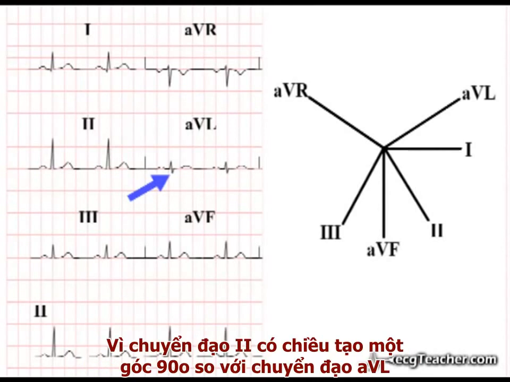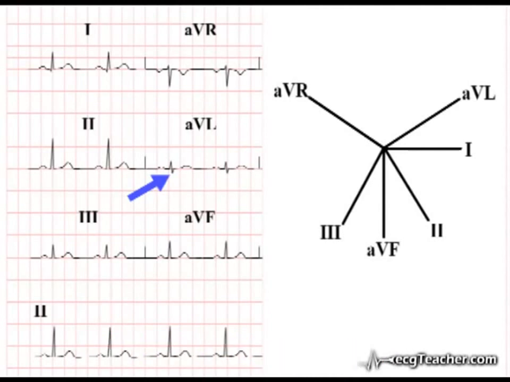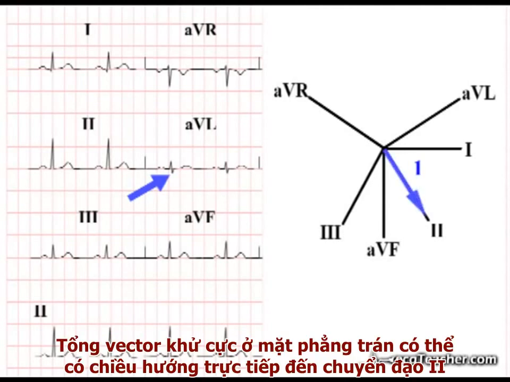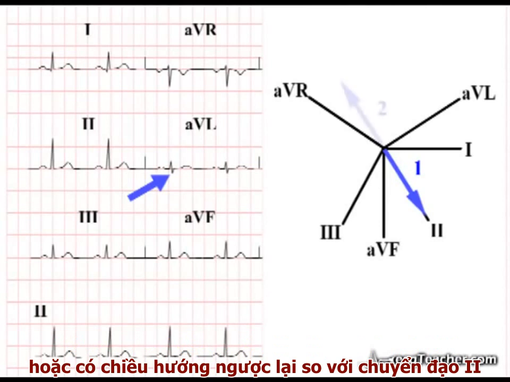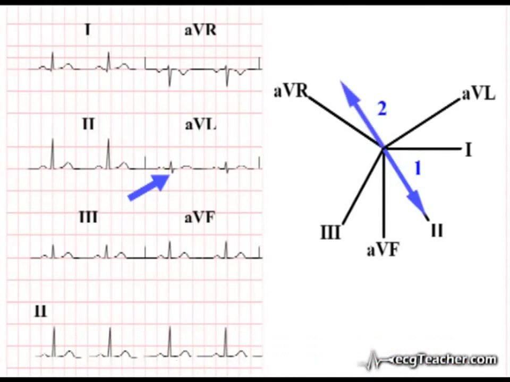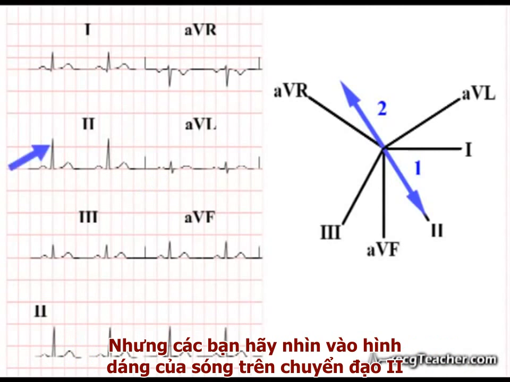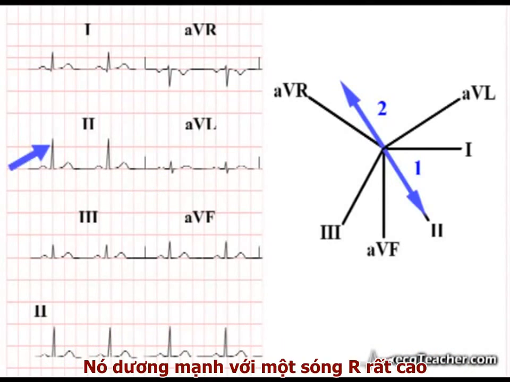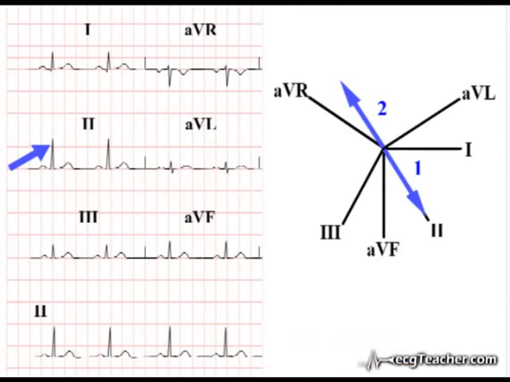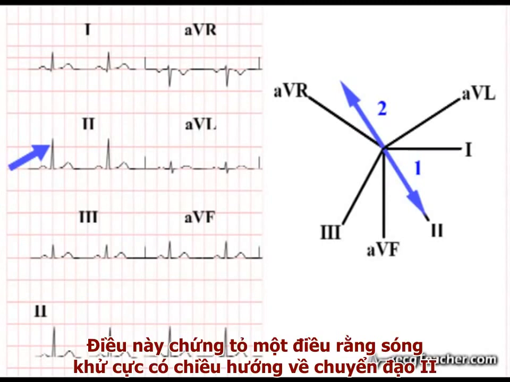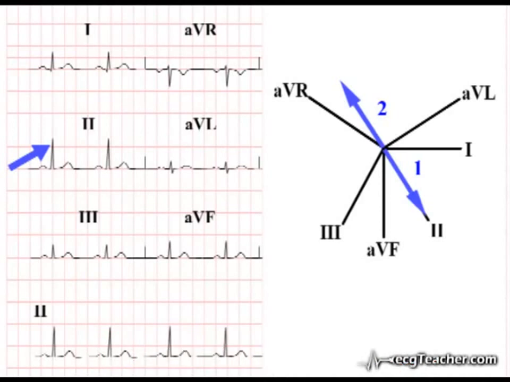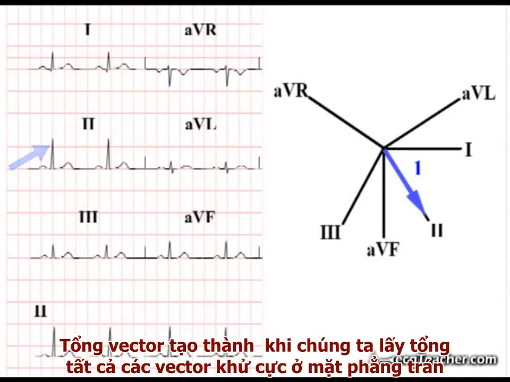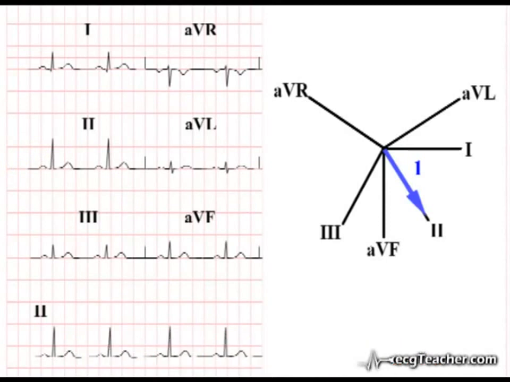As lead 2 lies at 90 degrees relative to AVL, the total frontal vector may be traveling towards lead 2 or traveling directly away from it. But look at the morphology of the QRS complex in lead 2. It is strongly positive, with a tall R wave indicating that depolarizing forces are in the main traveling within 90 degrees of this lead. Therefore, option 1 must be correct. The total vector generated when we add together all frontal depolarization vectors must be traveling towards lead 2.